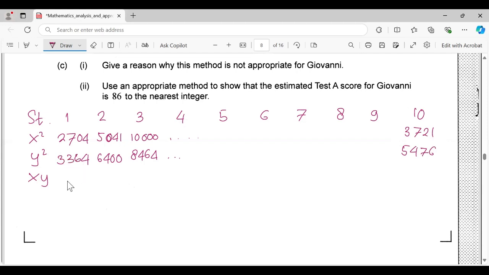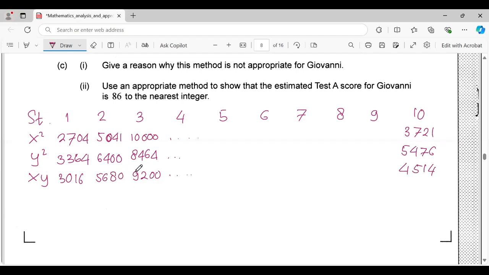Next, X multiply Y. 52 times 58, 3,016. 71 times 80, 5,680. 100 times 92, 9,200. So on, you can calculate till 4,514.